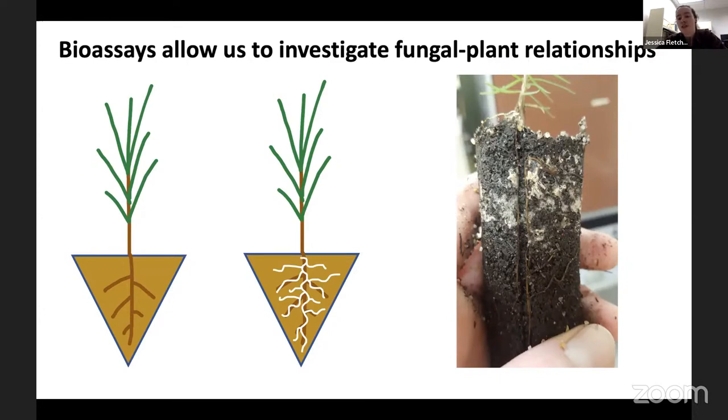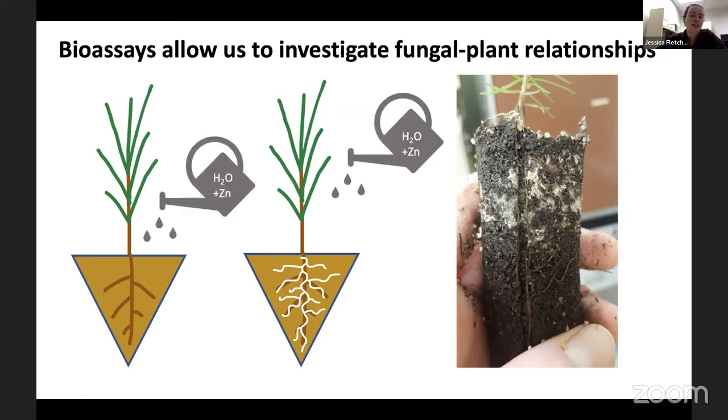Here on the right, you can see one of these bioassays that has been taken out of its container. You can see the pine roots in brown, and then all of this white is actually mycorrhizal fungus growing on the roots. We can then subject these bioassays to various treatments. And because we're interested in metal tolerance, we can water our plants with H2O containing zinc, and we can monitor the effects of having that fungus on the roots or not.